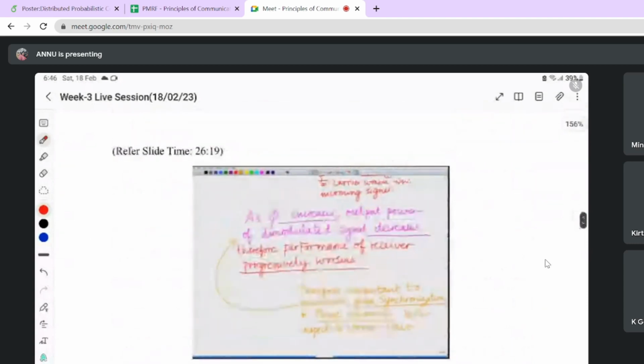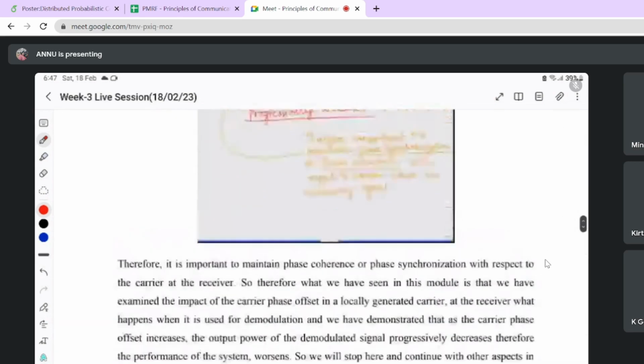So I am giving this perspective. As phi increases, the output power of the signal decreases, because cos phi is a decreasing function. It's inversely proportional. For example, if phi has a large value, then cos phi will have a low value. This is why it is happening. So the performance of the receiver progressively reverses. Therefore it is important to maintain phase synchronization or phase coherence with respect to the carrier wave. And if it is not happening, then you have to optimize the value of phi, and this can be a research problem as well.